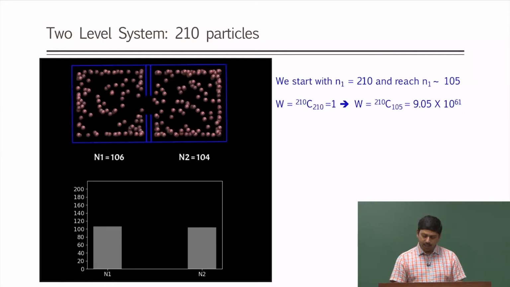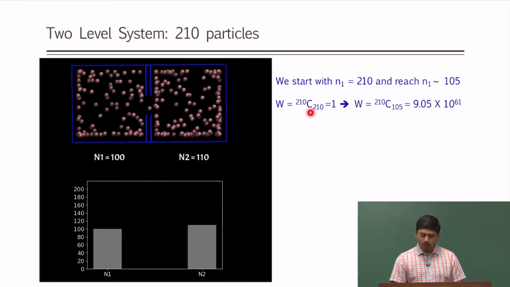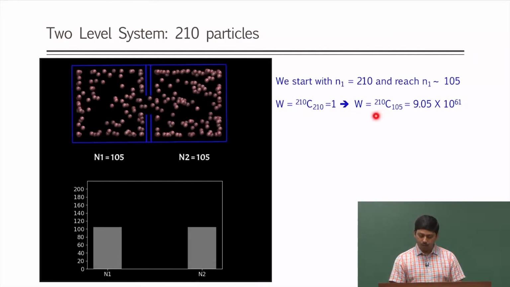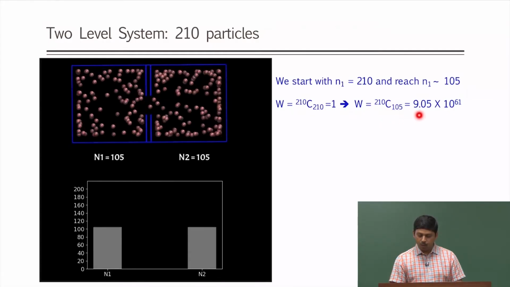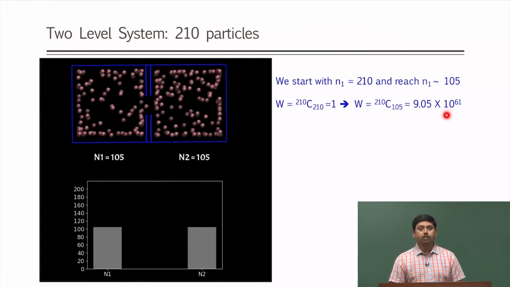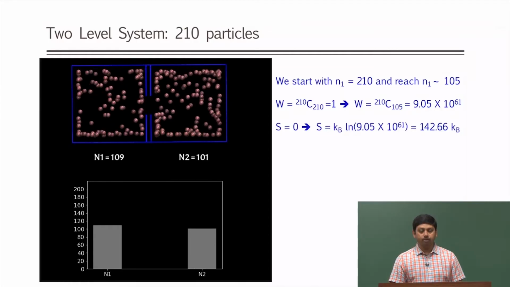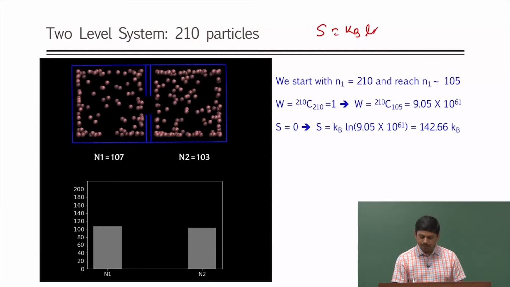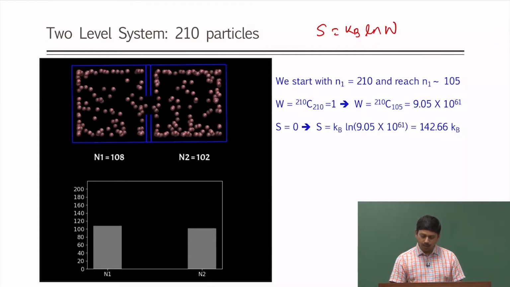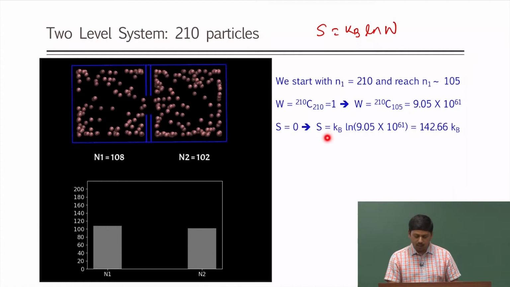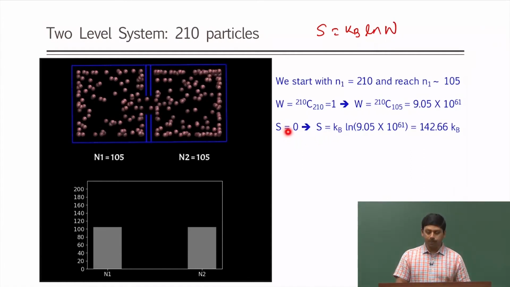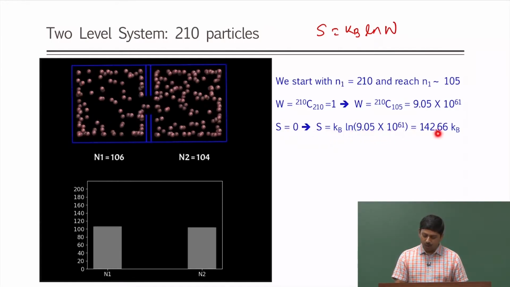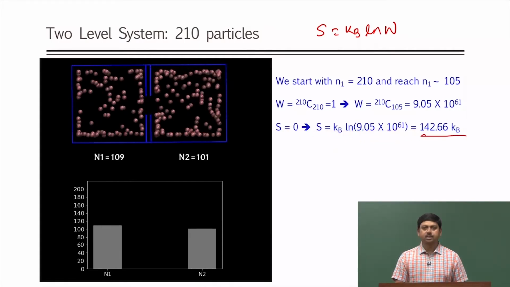The reason is that when they are all on one side, then it is 210 C 210, equal to 1, but when they are distributed equally, then it is 210 C 105, which gives rise to 9.05 into 10 to the power 61. When I convert into entropy, as you know, entropy is Kb ln W. If W is 1, then ln 1 is 0. So it starts with entropy 0 and then goes to Kb ln 9.05 into 10 to the power 61, which gives rise to 142.66 Kb.